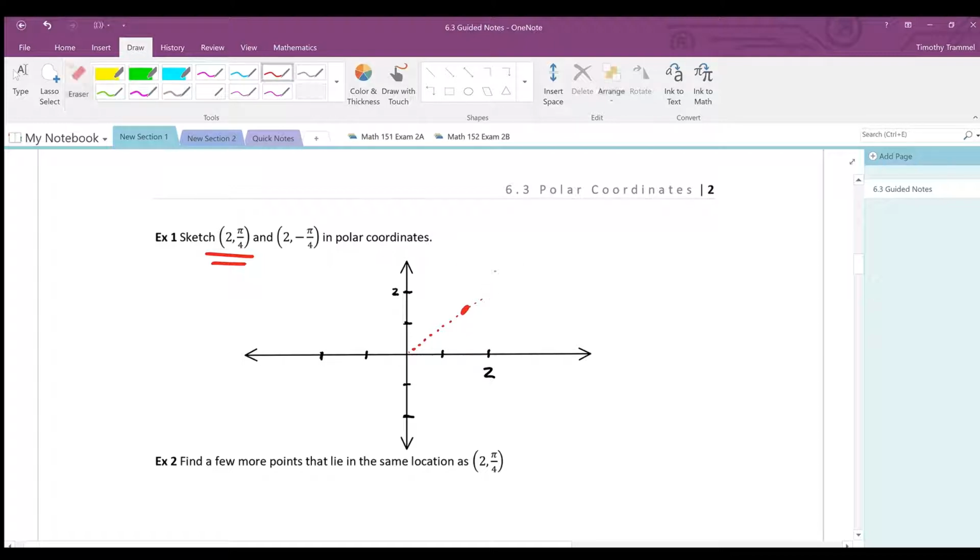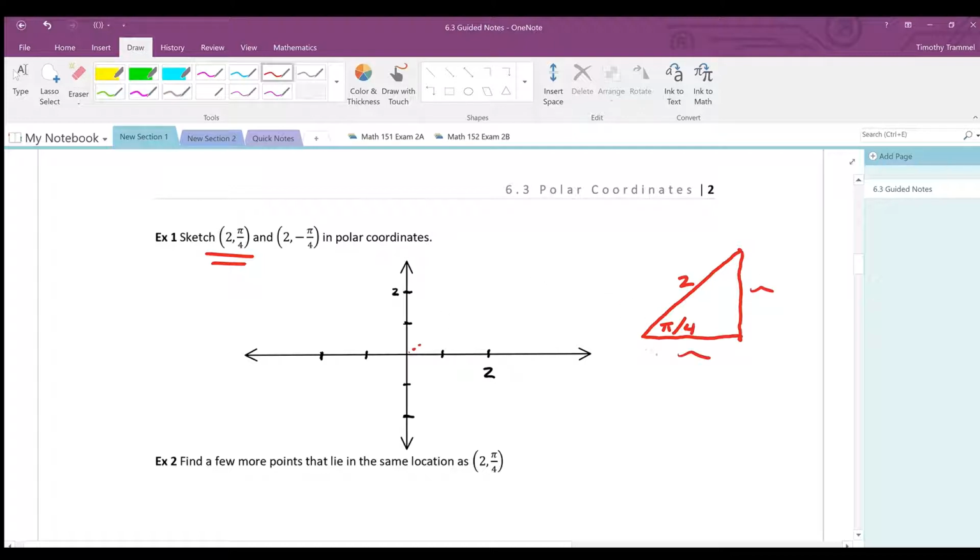Well, we could think about the corresponding triangle that would have resulted from (2, pi over 4). I'm going to do this over here on the side. So hopefully that looks like pi over 4. And then what we'll have here is r is 2, right? And the question is, well, what are these lengths, so that this is easier to plot?